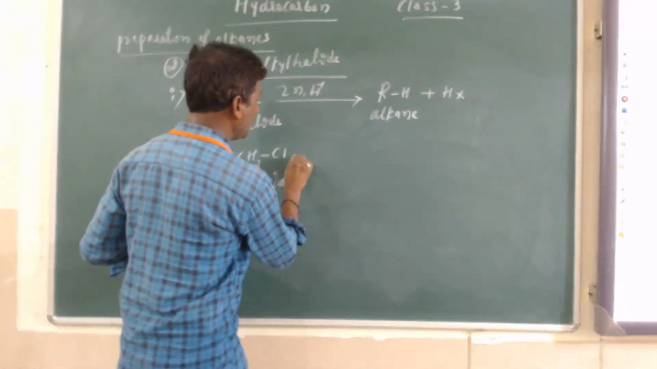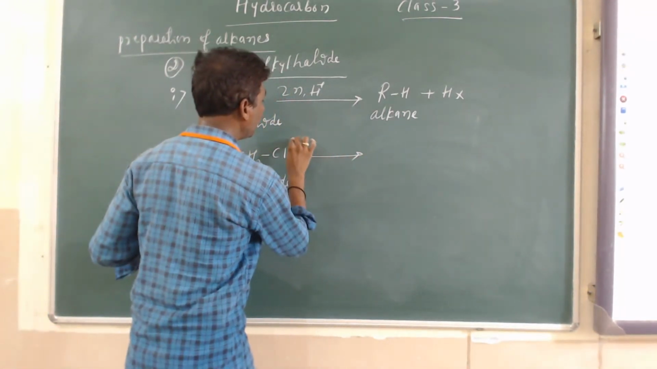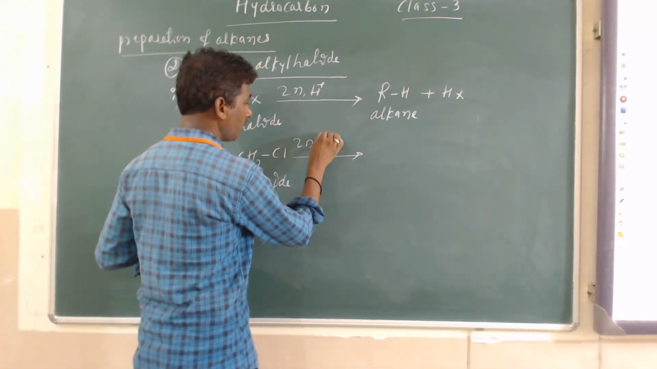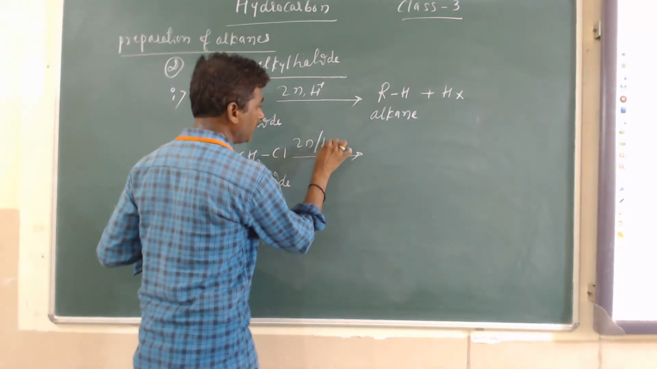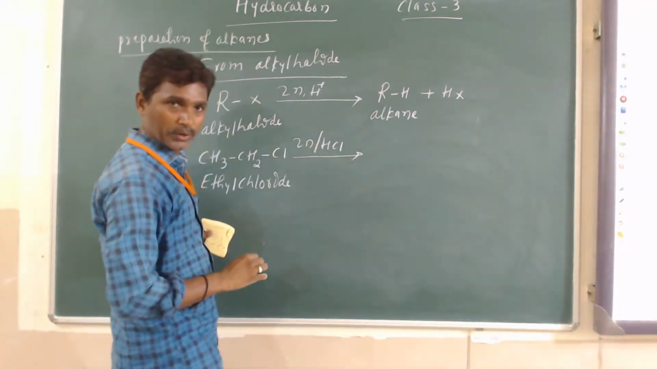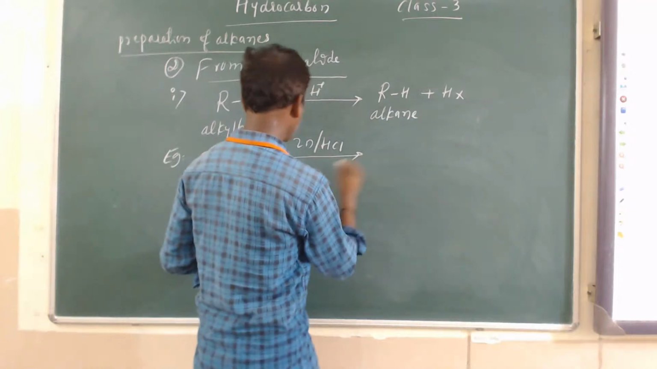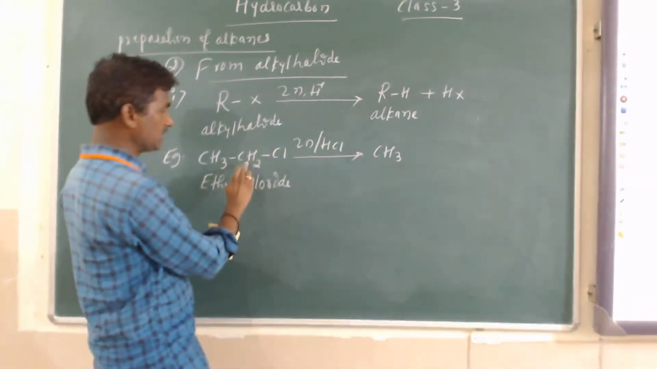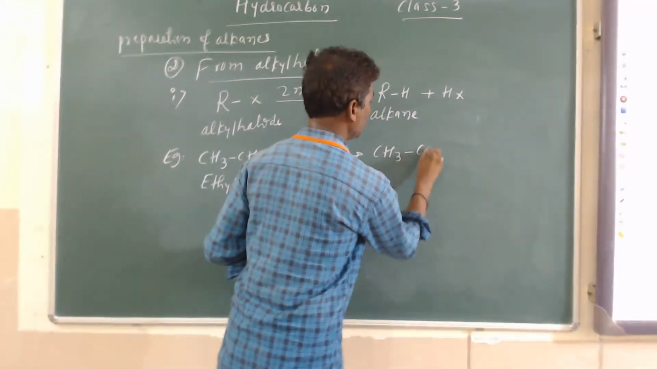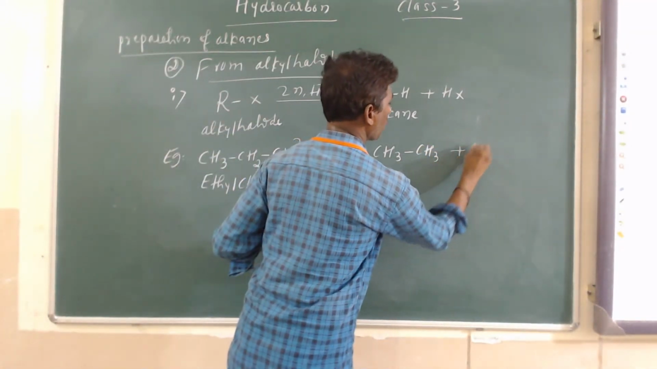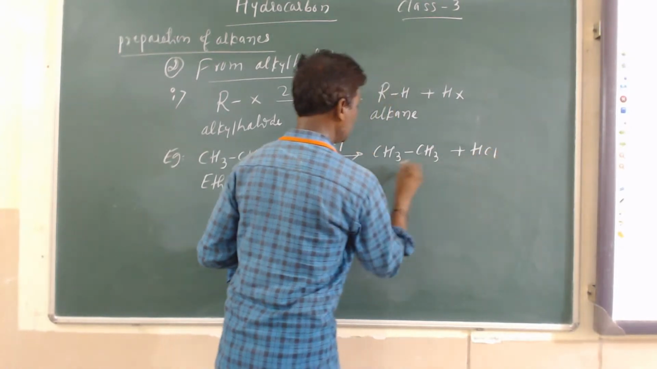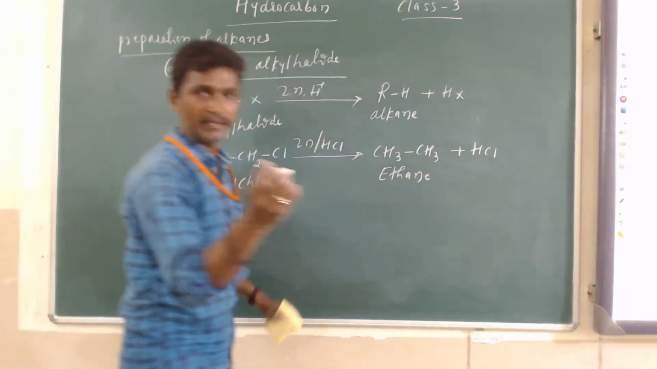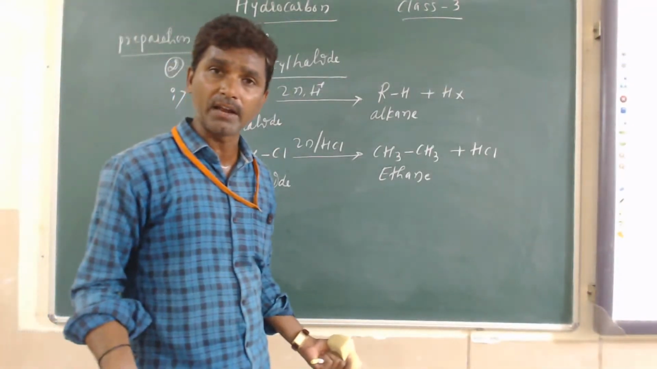This ethyl chloride is on reduction. Reduction means addition of hydrogen. So on reduction with HCl, hydrochloric acid, this ethyl chloride changes to CH3CH3, where one H is added to CH3CH2. CH3CH3 is called ethane.